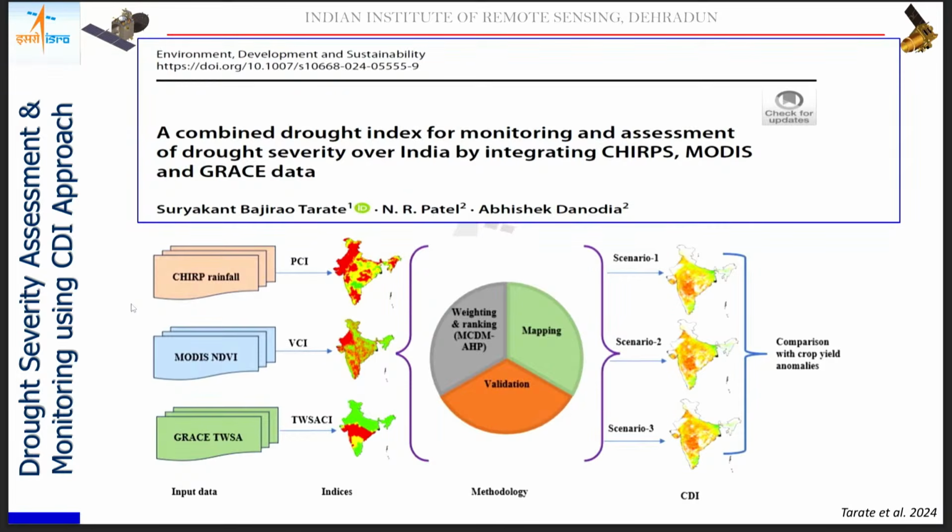To understand this phenomenon, we defined three different scenarios, three different kinds of weightage, where the CI consistency index or consistency ratio value should be less than 0.1, or 10%, and only if the CI value is less than 10% is the AHP weightage acceptable. So with respect to these three indices, we integrated three different kinds of weightage, classified as scenario 1, scenario 2 and scenario 3, and compared the results with the crop yield anomalies also.